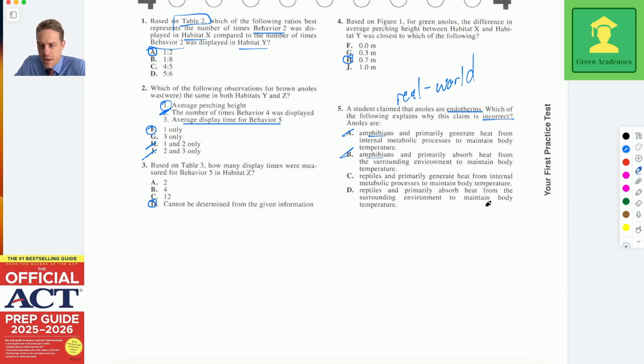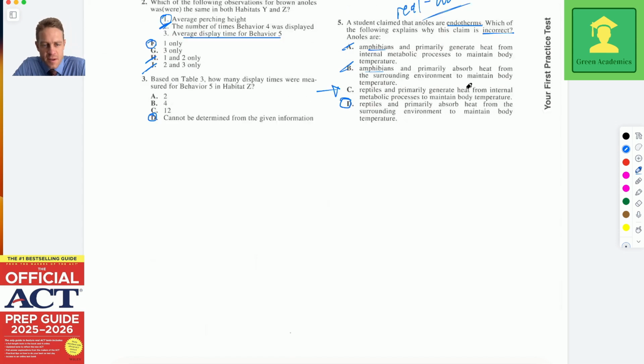Reptiles primarily generate heat from internal metabolic processes to maintain body temperature. No, that's what a mammal does. That's what humans and other mammals do. Reptiles primarily absorb heat from the surrounding environment to maintain body temperature. Yes, that's the correct answer. You're just expected to know that or know the basic idea.